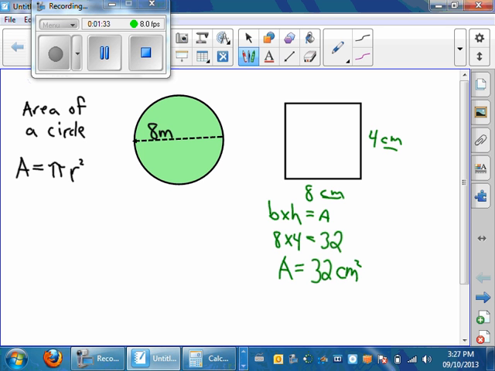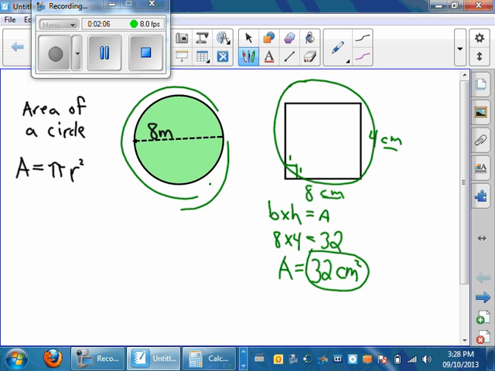Now, what that actually means is that if we were to take a square centimeter, so if this was 1 centimeter this way and 1 centimeter this way, that is, in fact, 1 centimeter squared. It's a 1 by 1 square. And what they're saying here is that you could fit 32 of those squares inside this entire surface area. That's what it actually means. So what we're trying to figure out is the same kind of concept here, dealing with circles. Let's take a look at what that's actually going to look like.